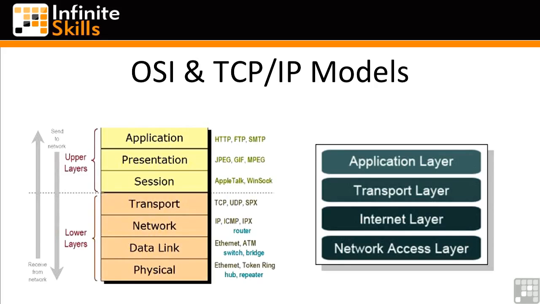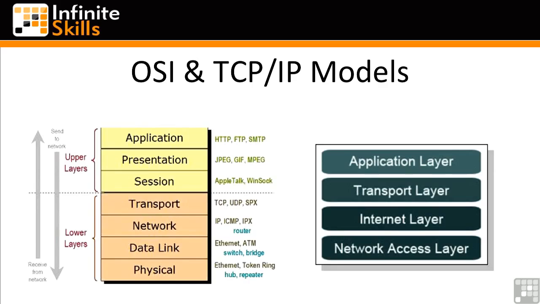Starting from the bottom, we have the physical layer, which is where all of the physical stuff lives, the wires and cables and network interfaces and hubs and repeaters and switches and that sort of thing. Sitting above that is the data link layer, and that's where the Ethernet protocol, ATM protocol, frame relay, those sorts of things live. Now, I mentioned the switch below.